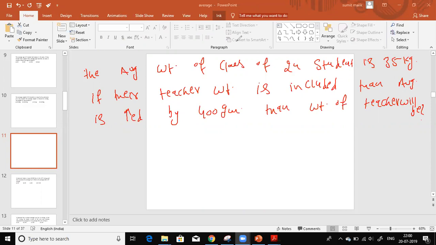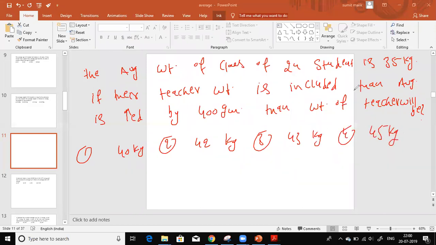Very good, very good. Option 1 first. Options are on the screen. You can use the options. Rather than writing the whole option, you can use just the option number like 1, 2, 3, 4. No need to type the whole answer.